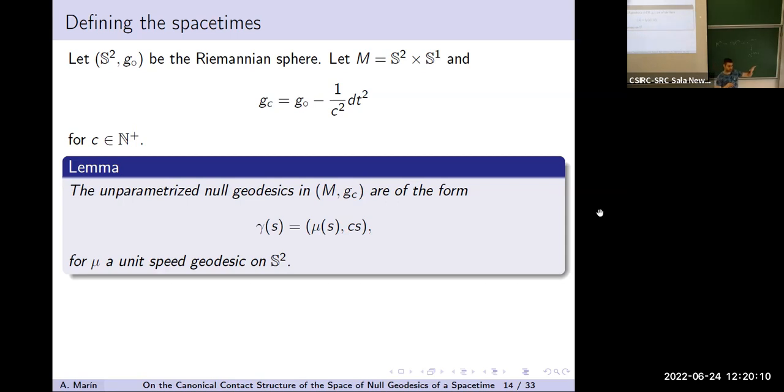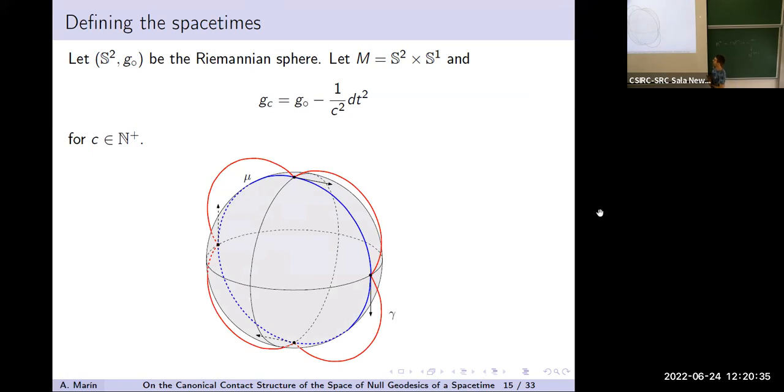And since I will only care about unparameterized null geodesics, I can say, okay, I'm setting that I travel the great circle on S^2 at unit speed. And then I only need to tell you how fast I'm traveling the time-like S^1. And one sees, it's pretty easy, that for the geodesic to be null, I need to travel the S^1 at speed c. So this c is telling me how fast I'm traveling the S^1 with respect to the great circle.